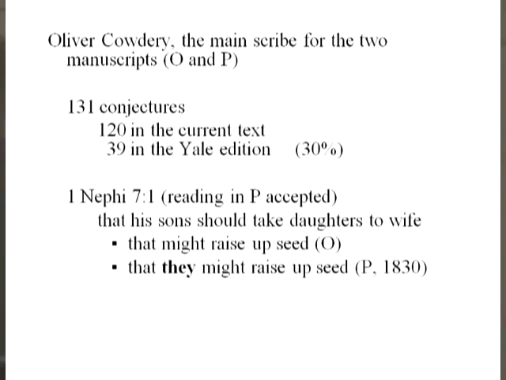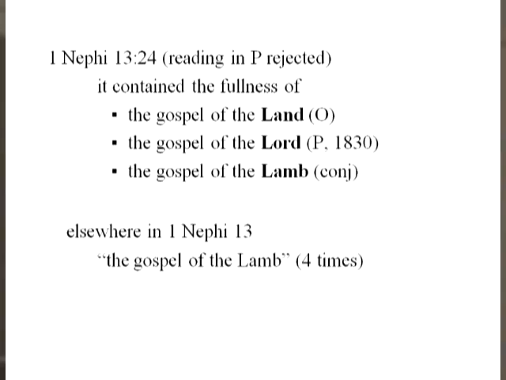Let's look at a few of the people. Oliver Cowdery, the main scribe, made 131 conjectures. The Yale edition accepts about 30% of them. The first one I give here is he inserted the pronoun they. I think it's correct. You have to read in Volume 4 if you want to read the arguments. They won't find them in the Yale edition. They're in Volume 4.